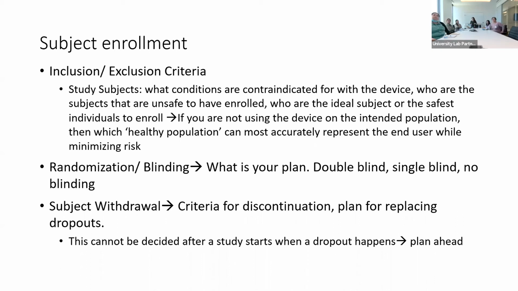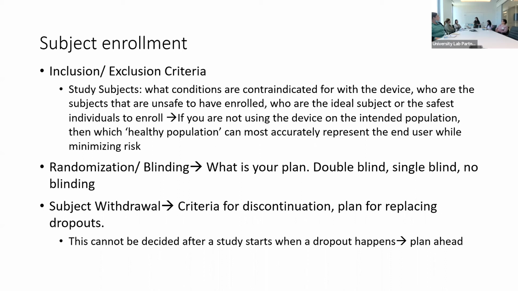So subject withdrawal. This is so important because you cannot decide once they withdraw what you're going to do to enroll another subject. It must be in the protocol up front. If you have a dropout or you have a reason to get rid of a specific subject, and there's always reasons to get rid of subjects.